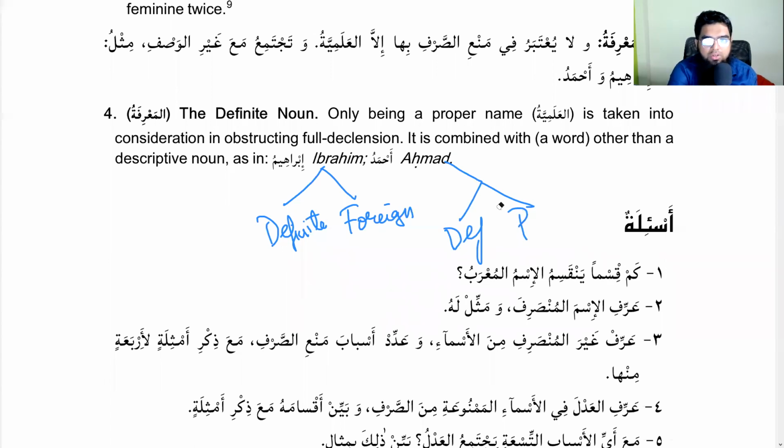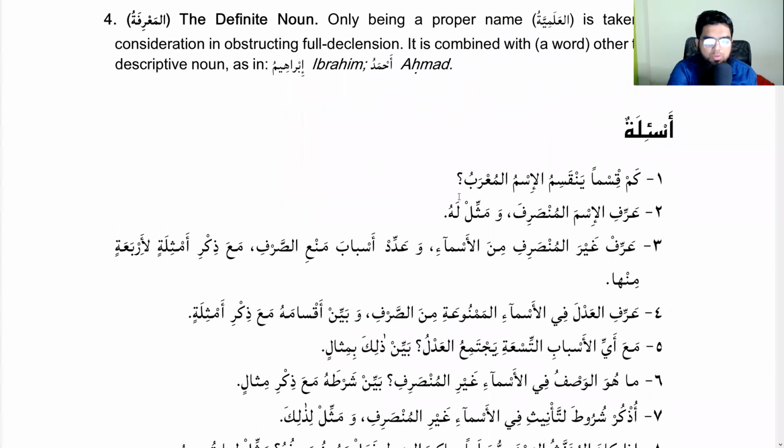Because the af'al pattern resembles a verb. Okay, let's quickly answer the questions. Kam qisman yanqasimu al-ismu al-mu'arab? Yanqasimu ila qismain. How many types? 2 types. Mu'arab is divided into 2 types.